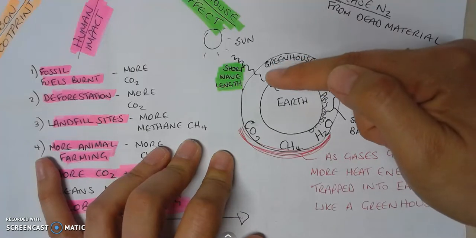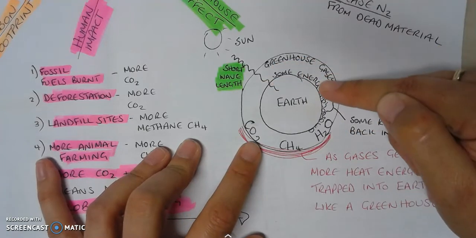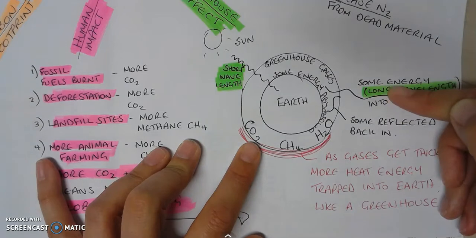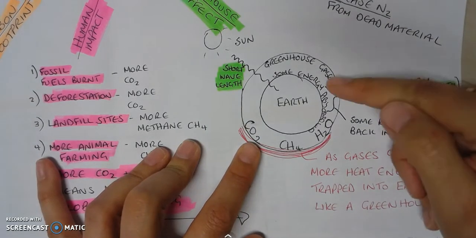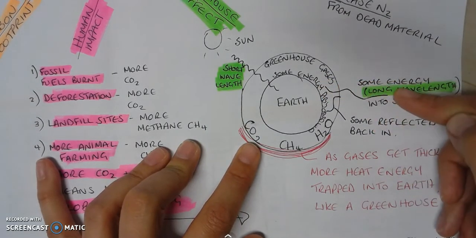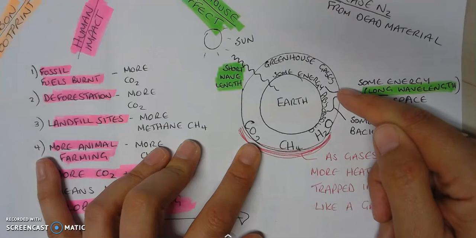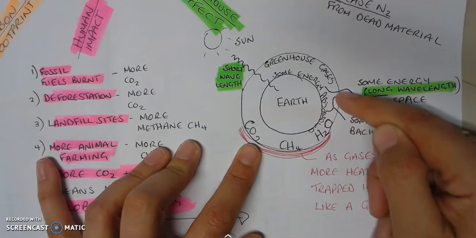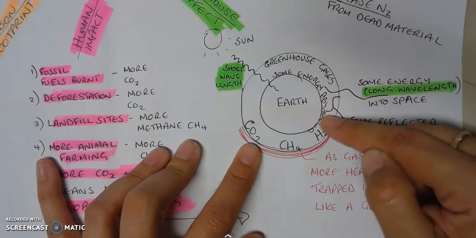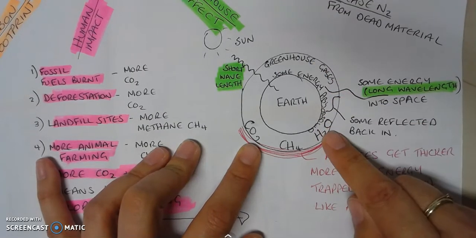And because some of it's absorbed, we then end up with a longer wavelength because that's got less energy. Some of that heat then goes back through the gases out into space, and some of it actually gets trapped, just like the greenhouse, it gets trapped into the earth. And it keeps our earth at a temperature that is warm enough for us to survive on.